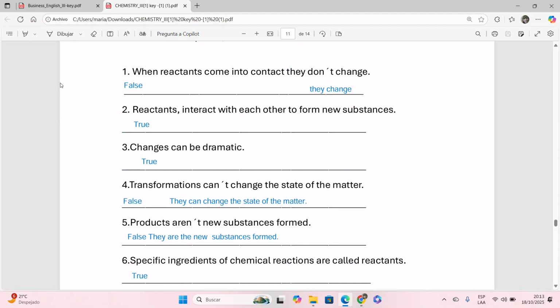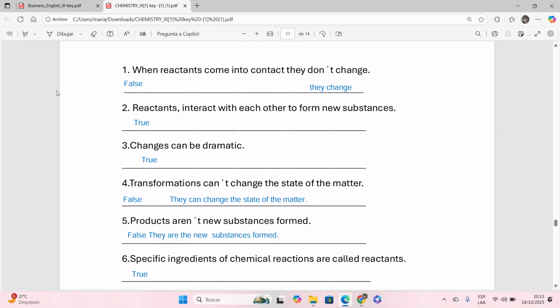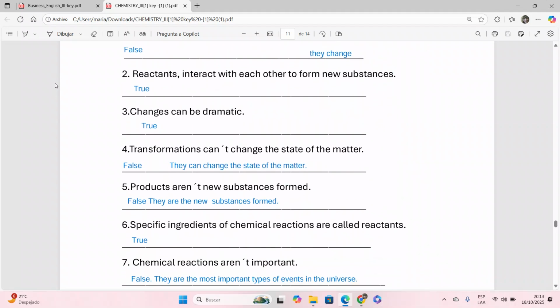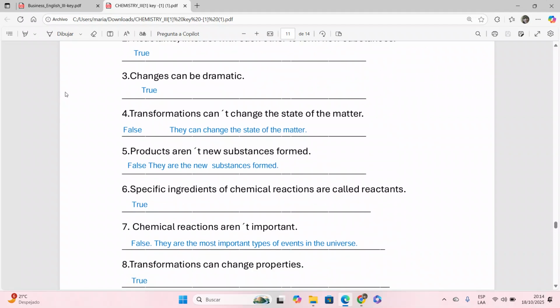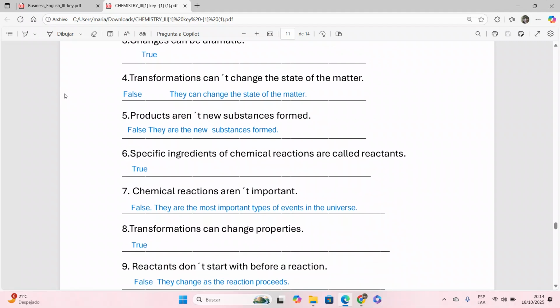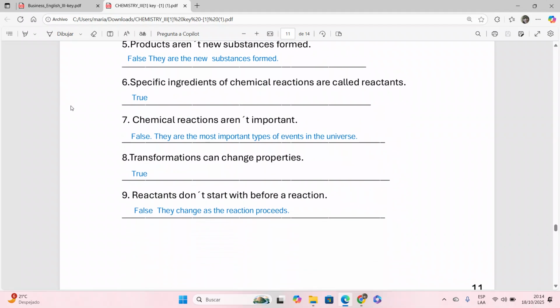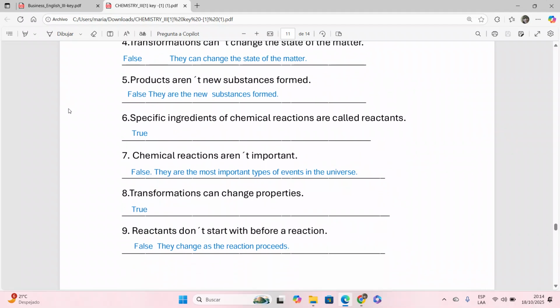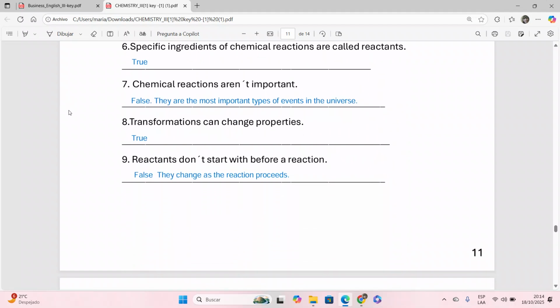1. When reactants come into contact, they don't change. False, they change. 2. Reactants interact with each other to form new substances. True. 3. Changes can be dramatic. True. 4. Transformations can change the state of matter. False, they can change the state of matter. 5. Products are new substances formed. False, they are the new substances formed.